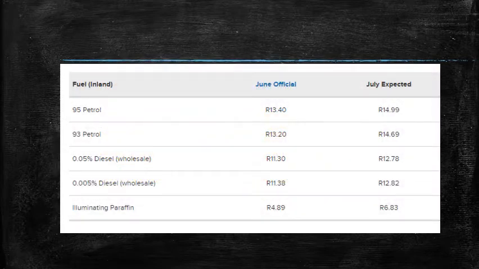So, if we look at something like this, we need to remember that petrol is something that's always going to be asked in terms of this. Here we can see the price in June 2020, and then the expected price in July 2020. So this is 95 petrol. Then you can also see diesel over here. So we always give you the petrol price, and then we can ask you questions regarding cost where you have to use this.